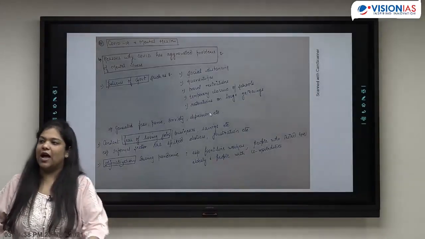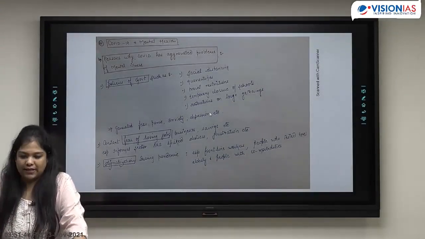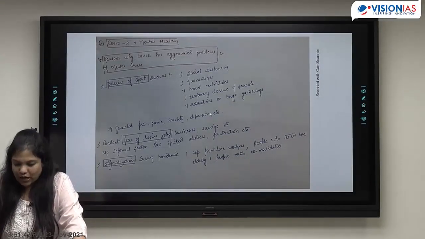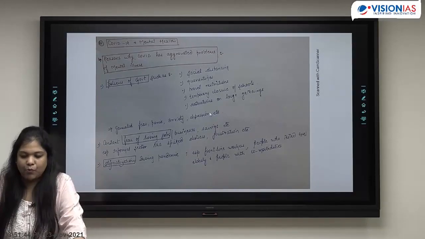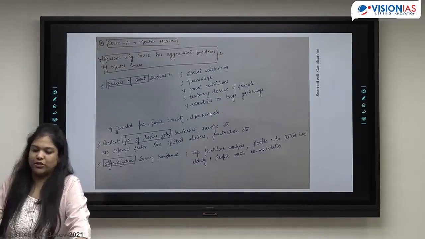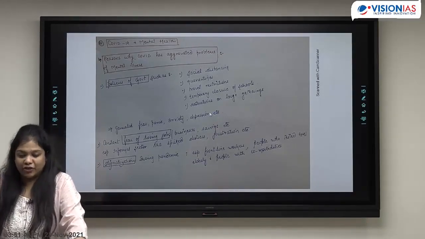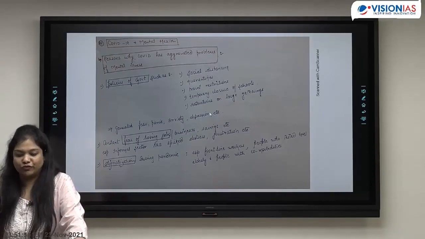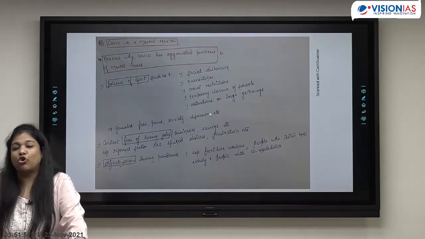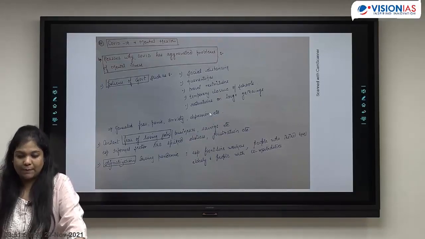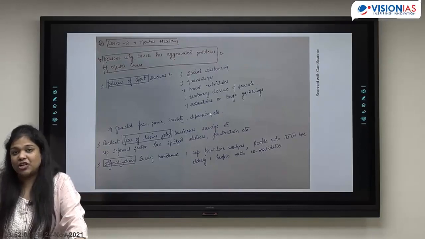COVID-19 has further aggravated the problem of mental illness. The following are the factors responsible. First is the policy of the government. For example, social distancing, quarantine, travel restrictions, temporary closure of schools, restriction on large gatherings. All of this has generated fear, anxiety, depression. There is a constant fear of losing jobs, business, saving, especially in context of informal sector. It has further spiked distress and frustration.